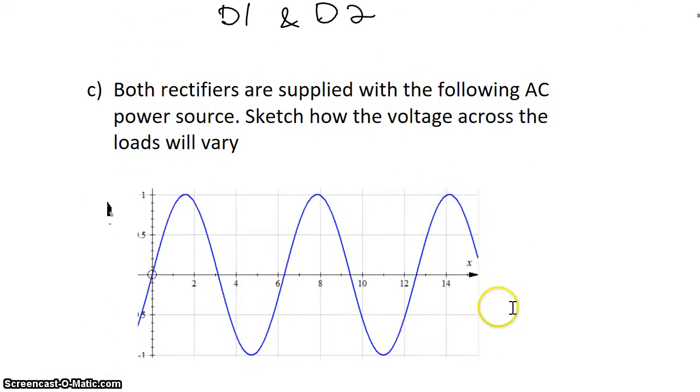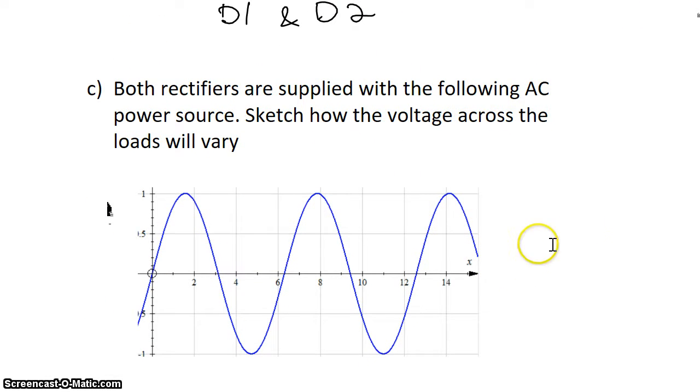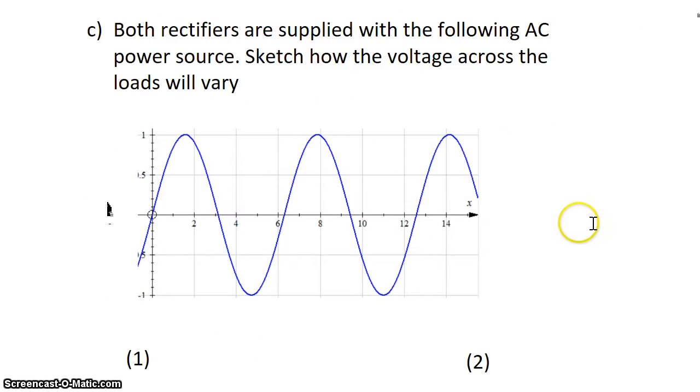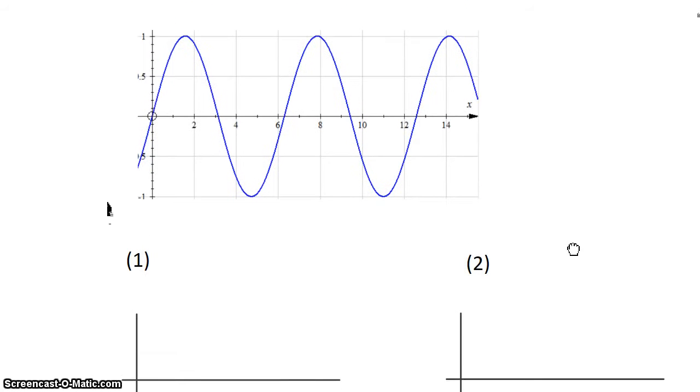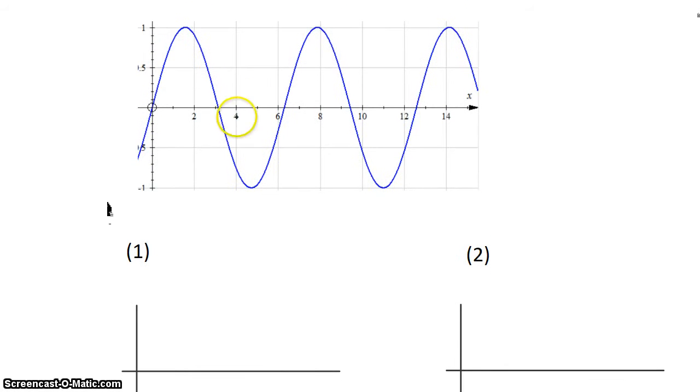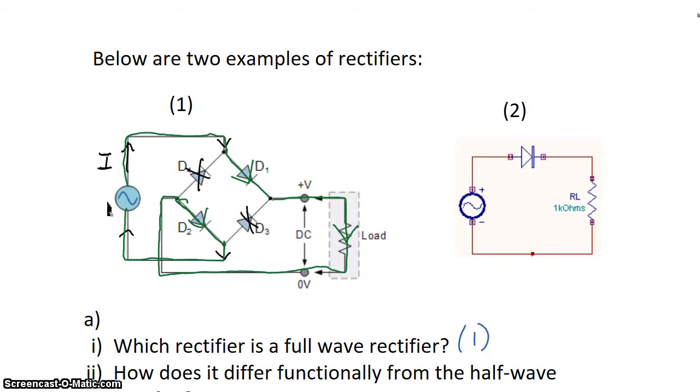Okay. Both rectifiers are supplied with the following AC power source. Sketch how the voltage across the loads will vary. So this is like a discussion of what the difference between a full wave rectifier and a half wave rectifier is. Without getting into too much detail, basically the half wave rectifier is going to throw away all the negative sides of the wave. Because in the half wave rectifier, whenever the current attempts to go in the counterclockwise direction, nothing happens. It won't get through the diode.